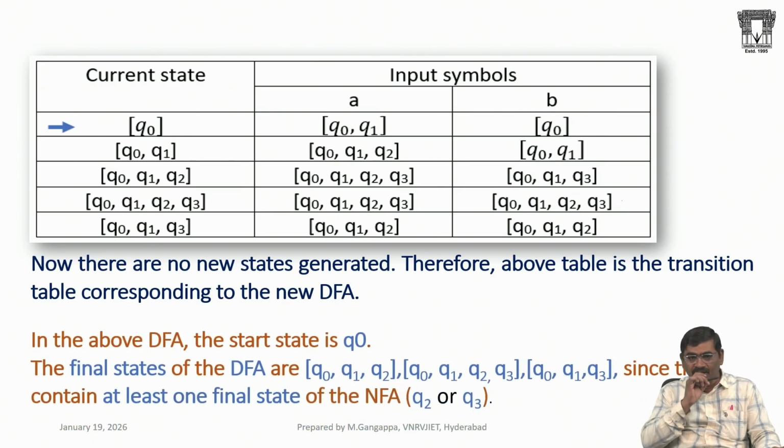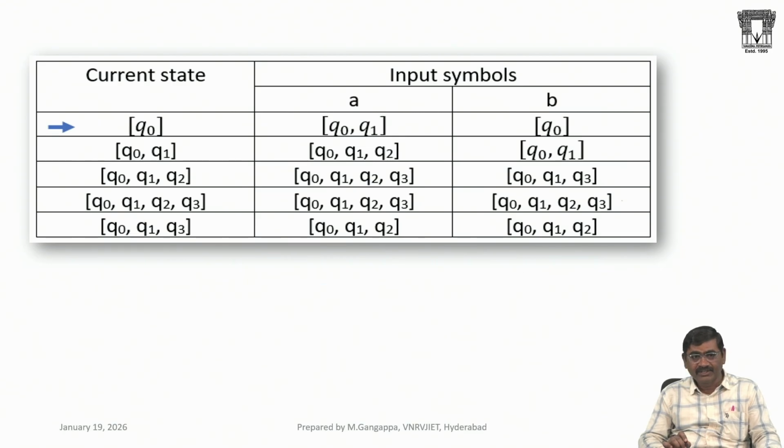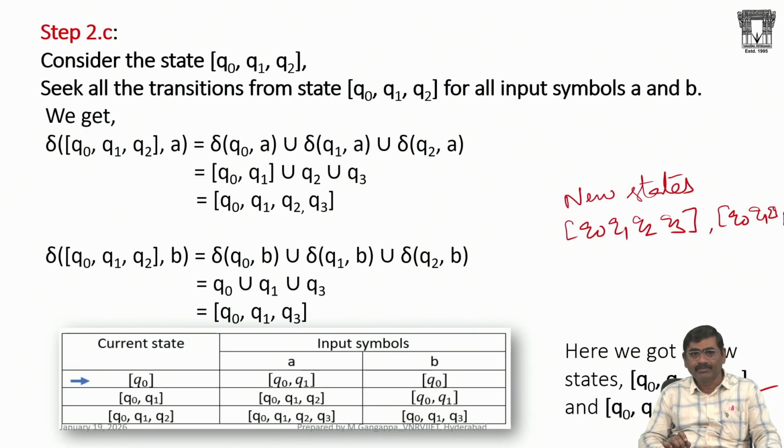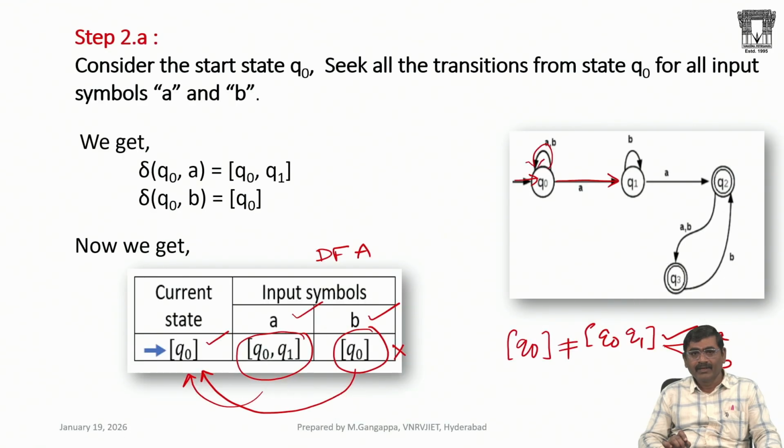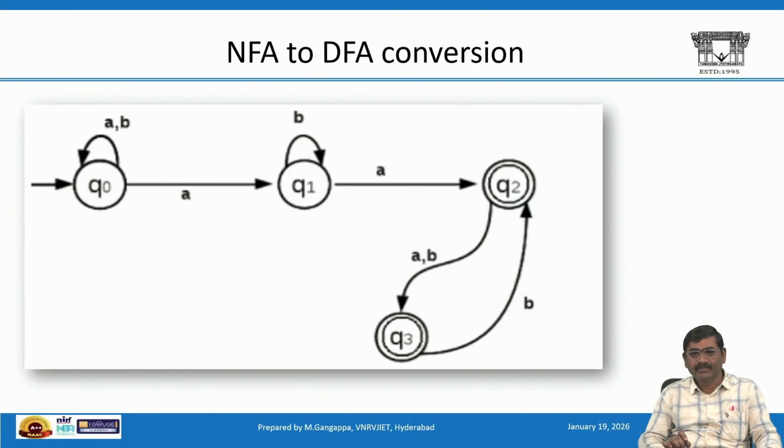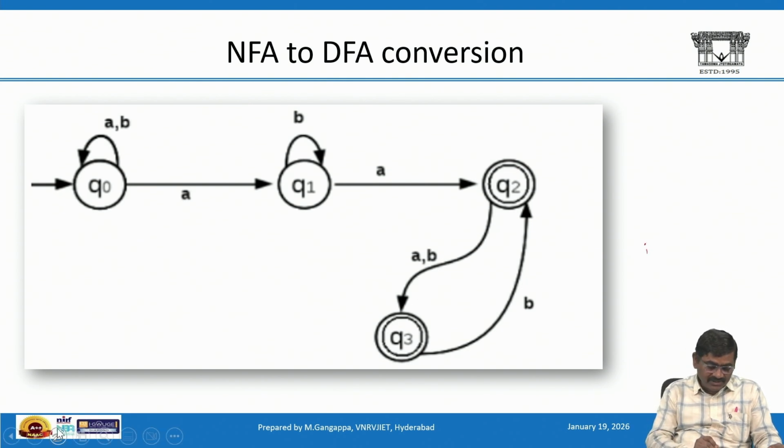Now, let us finalize the final states. So how can we mark the final states in the DFA table? To mark the final states and initial states, let us go to the NFA diagram first. This is the NFA diagram. In the NFA diagram, Q naught is the initial state.